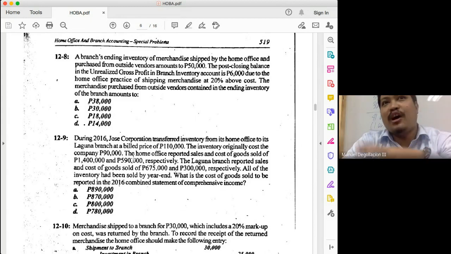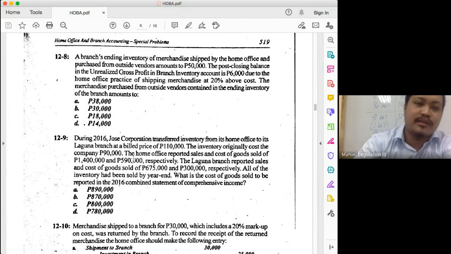But what if you are asked, how much is the true cost of the ending inventory of the branch? You simply remove the markup. You deduct the 6,000 from the 50,000. If you're asked for the total cost of the inventory, the true cost of the total inventory of the branch, it would be 44,000. Okay, that's 50,000 minus 6,000, or simply the 14,000 coming from outside vendors plus the cost of the goods coming from the home office in the amount of 30,000. Okay, let's proceed to problem 12-9.